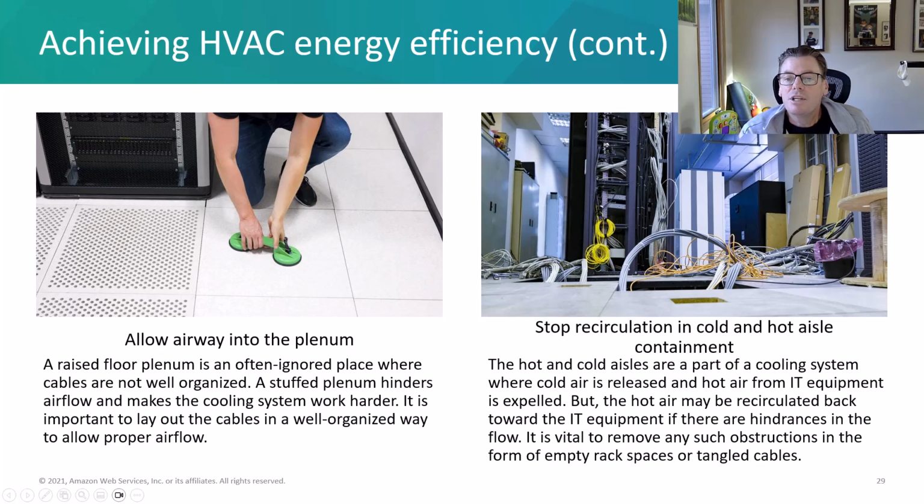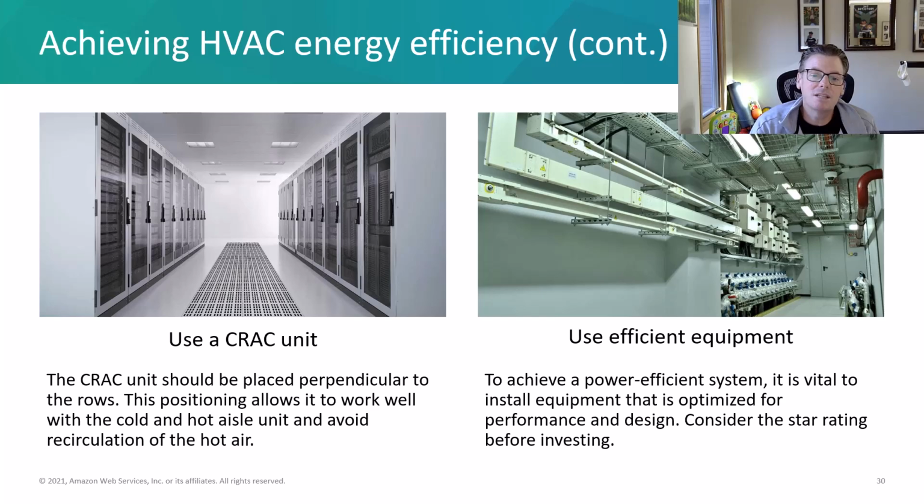All right, we want to stop recirculation in cold aisle and hot aisle containment. So we want to make sure that with our cold aisle, we're bringing that cold air in the cold aisle, having it go through the computer system, and then the hot air gets recirculated out the back. We want to make sure that we have obstructions taken out of the way. This is a good picture, right? It shows a lot of boxes, cables in the way. We want to make sure that we are maintaining our layouts to make this the most efficient that we can.